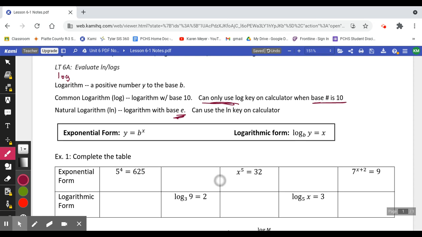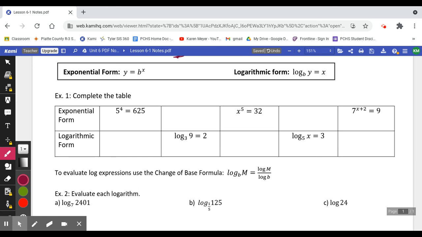So the first part of our lesson is going to be going back and forth: I give you exponential form, you write it in log form. I give you log form, you write it in exponential form. So let's talk about what each of those forms looks like. Exponential is always y equals b raised to the x. Logarithmic form is log base b, which is a little bitty number below the log, of y equals x.